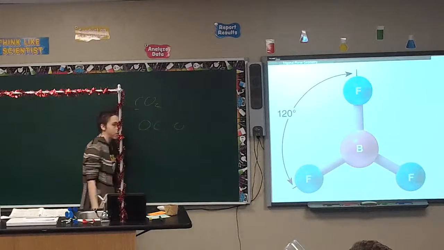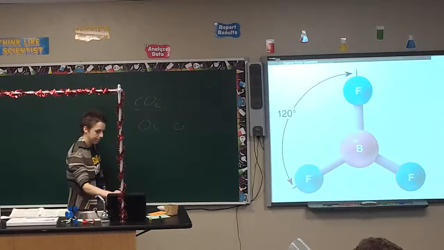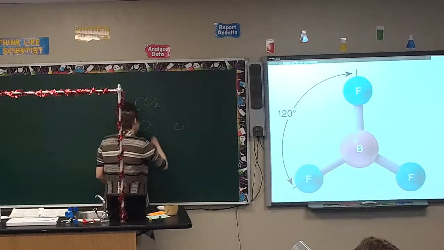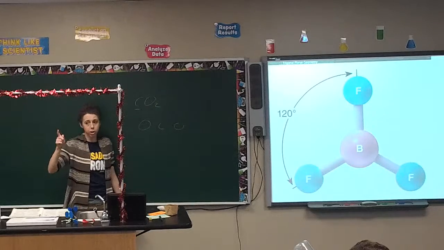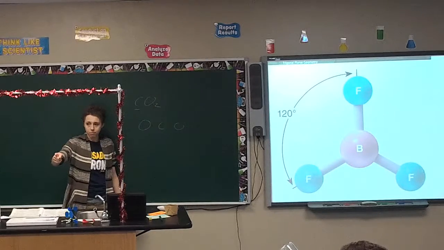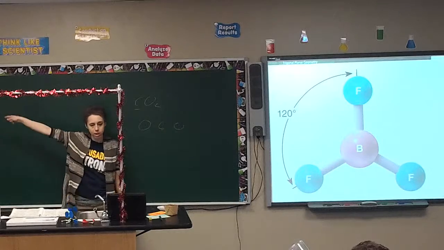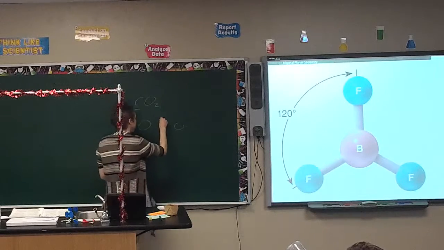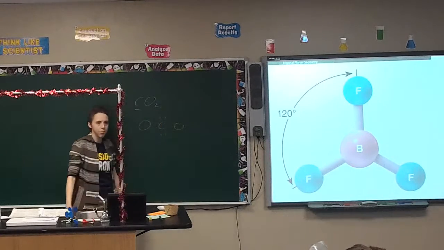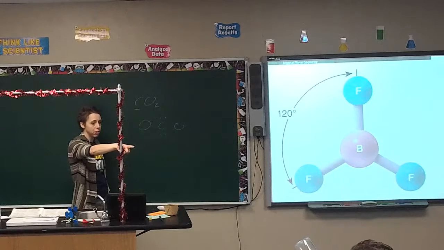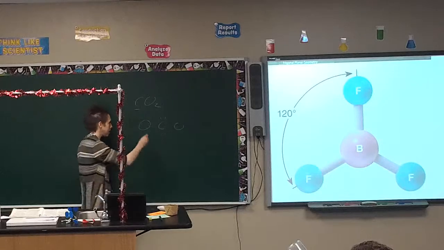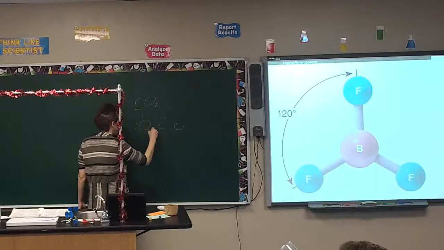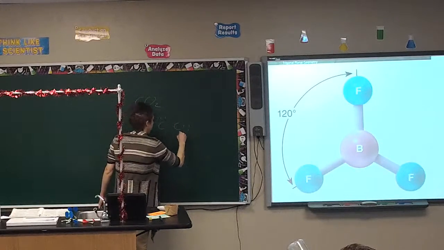Alright, how many electrons does carbon start off with? I've got to know this first. You can look at your table. 4. So 1, 2, 3, 4, just for right now. How many does oxygen start off with? 6. So 1, 2, 3, 4, 5, 6. I'm just drawing so that I'll remember where they go.